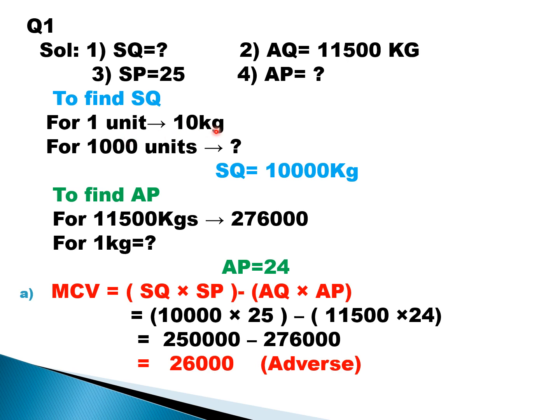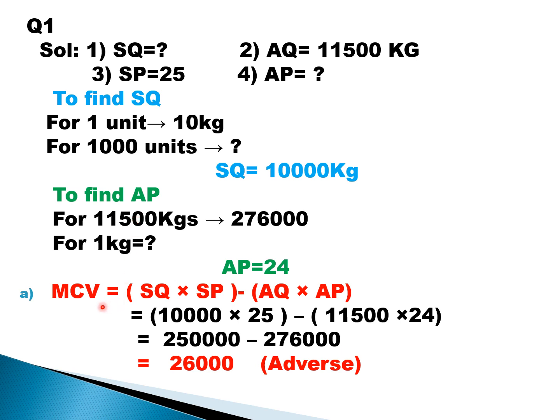For 1 unit it's 10 kg. For 1,000 units, how much? Answer is 10,000 kg. Cross multiply: 10 into 1,000 divided by 1. Next you need to find the actual price. Actual price is 2,76,000 for 11,500 kg. That means for 11,500 kg, it's 2,76,000 rupees. For 1 kg, how much? So it's 24 rupees. Cross multiply: 2,76,000 divided by 11,500.